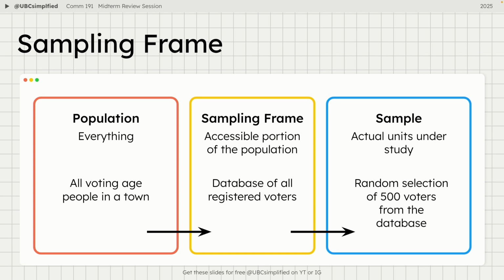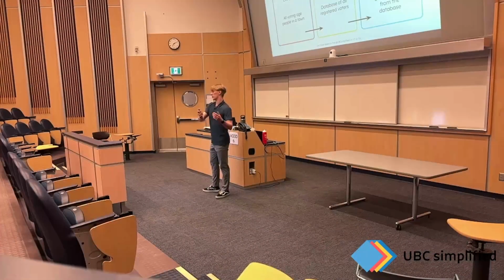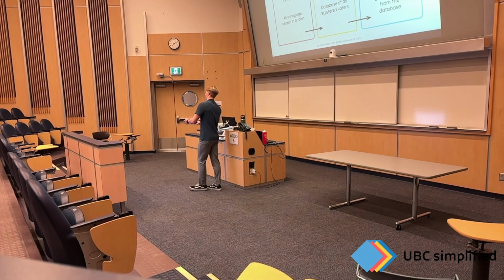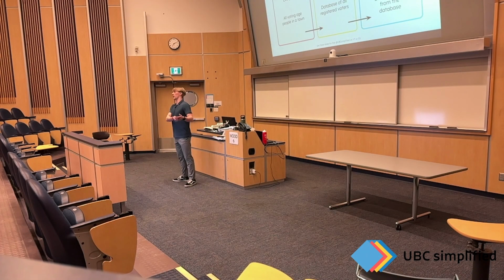A few things to keep in mind is you want your sampling frame to be representative of your population, and then your sample to be a random selection from your sampling frame. Then now you have your sample, and it's a random, accurate depiction of your population.